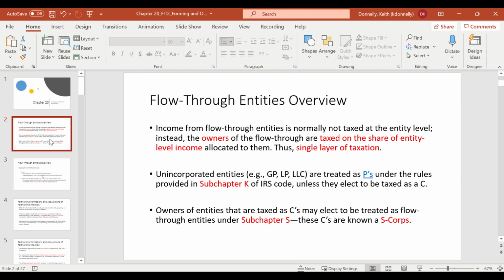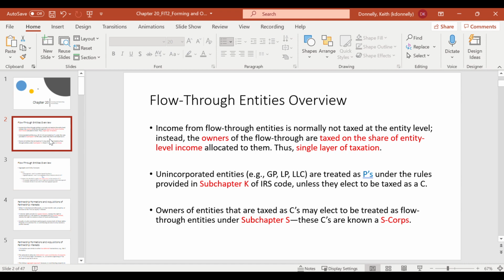So we know partnerships file the 1065, right? And we also are aware that there is only a single layer of taxation when you're taxed as a partnership. That is to say, the entity itself, the partnership, when it makes money, it as an entity does not pay tax on that. Instead, the income flows through to the owners of the business, namely the partners, and they pay tax on the earnings. So for every dollar the business makes, there's only one layer of taxation. One time it is taxed, and that's at the partner level.